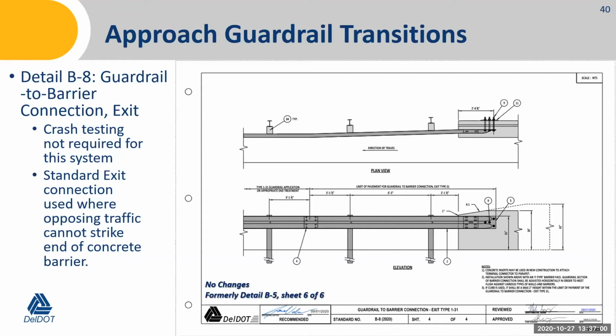Whereas if it was an approach end, you would have to gradually increase the stiffness of the guardrail at the barrier connection. So there's no crash testing associated with this. It's simply a detail for how we transition from barrier to guardrail, coming off of a barrier wall where we don't have opposing traffic that could strike the end of that wall. This was formerly sheet 6 of 6 in detail B5. It's now detail B-8. I believe it's sheet 4.